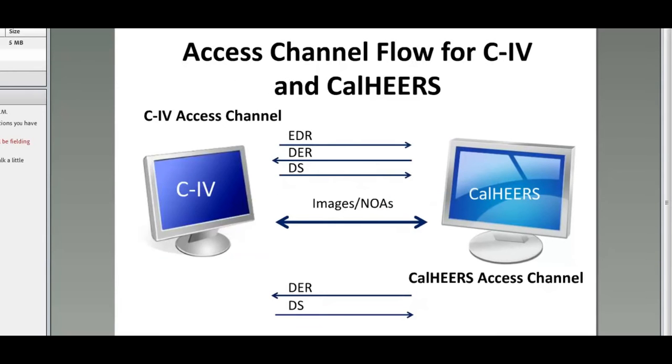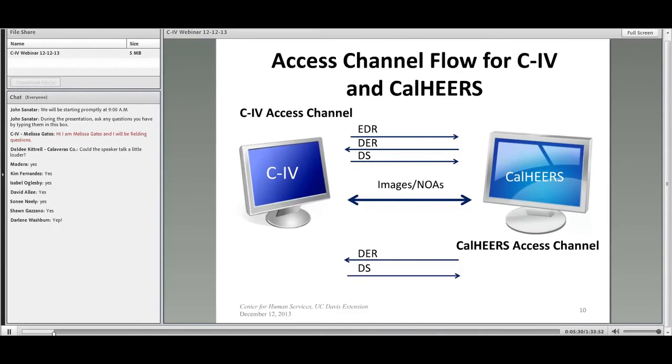Images and NOAAs will move back and forth between CalHEERS and C4. And again, just a reminder, that is a batch overnight process. Anytime that there is information or a DER from CalHEERS, that will go back to C4. All dispositions, once we make that update based on the information that was transmitted from CalHEERS, will go back to CalHEERS from C4.